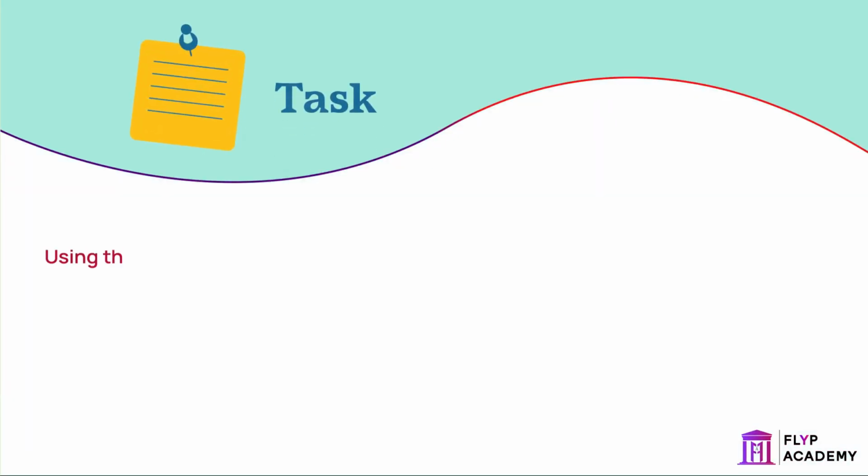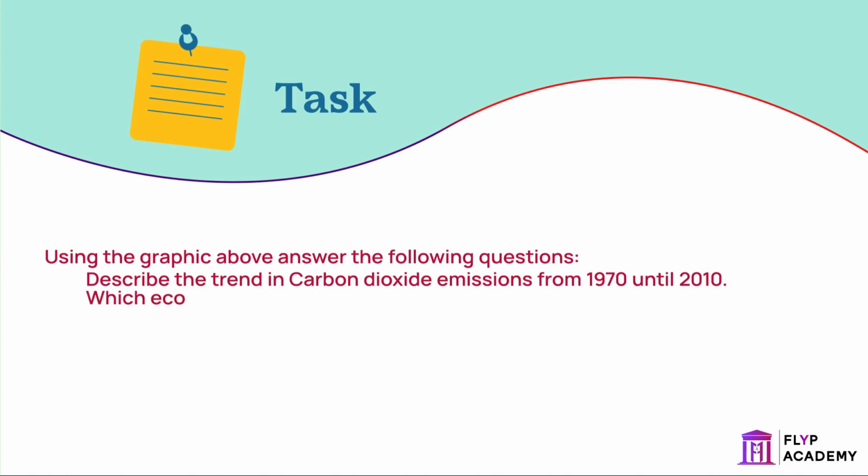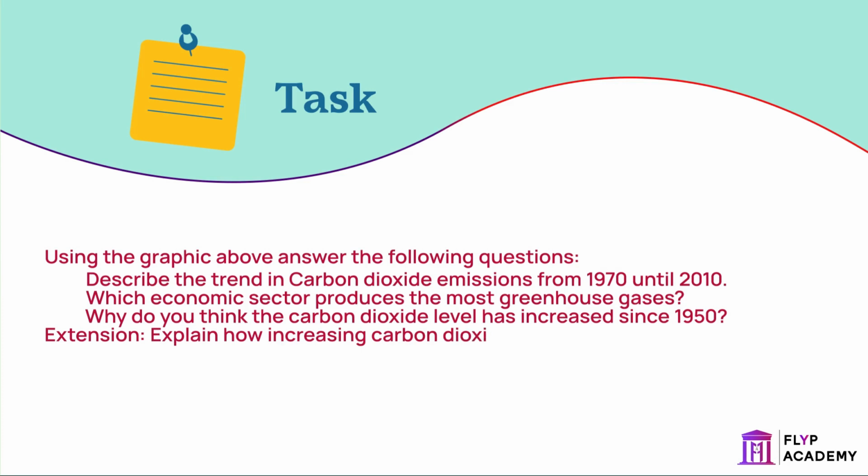Task: using the graphic above, answer the following questions. Describe the trend in carbon dioxide emissions from 1970 until 2010. Which economic sector produces the most greenhouse gases? Why do you think the carbon dioxide level has increased since 1950? Extension: explain how increasing carbon dioxide levels can lead to a change in distribution of organisms.